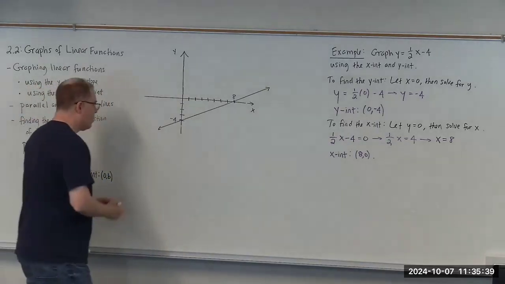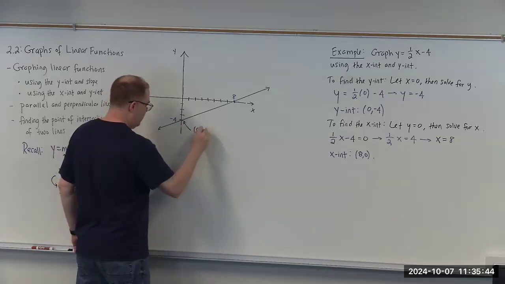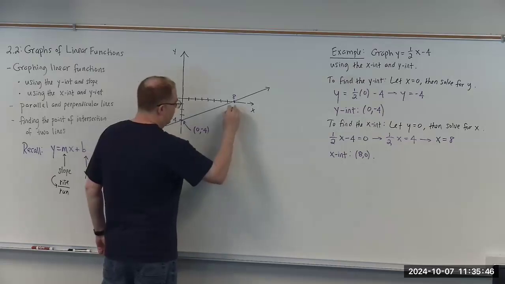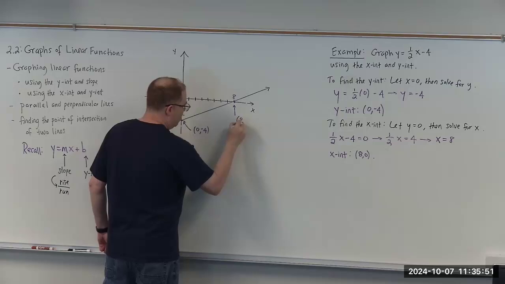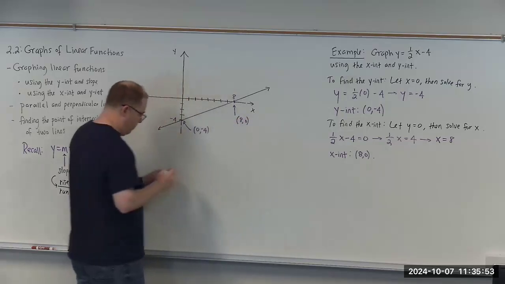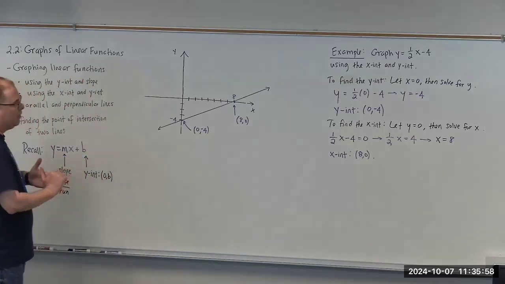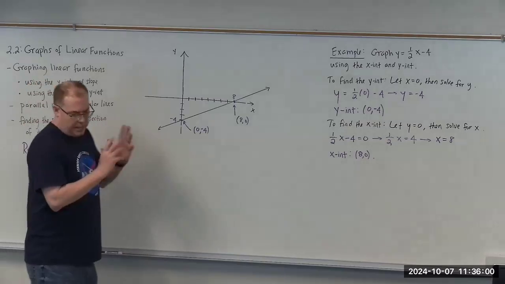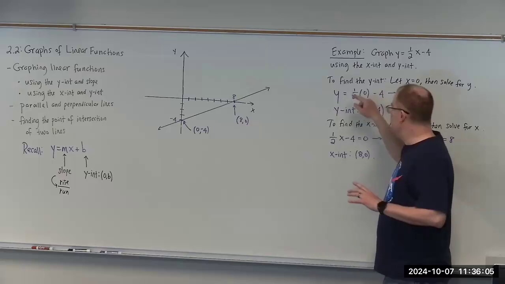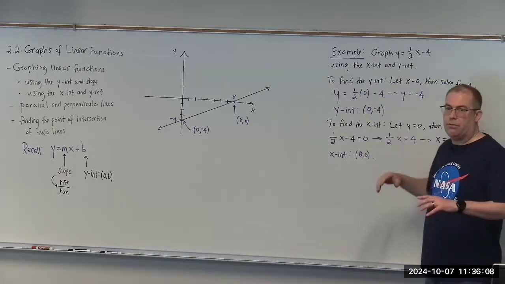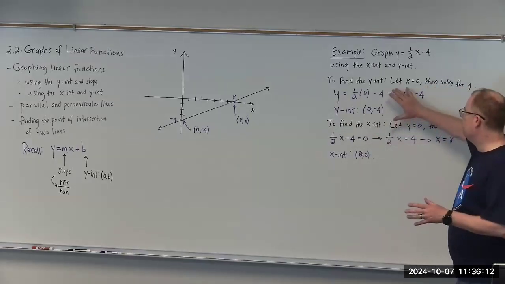Again, we have our coordinate here, our y-intercept (0, -4), and we have our x-intercept (8, 0). This is a pretty simple idea. You just need to solve for the x and y intercept, and this process is true for any function when finding the x and y intercept.